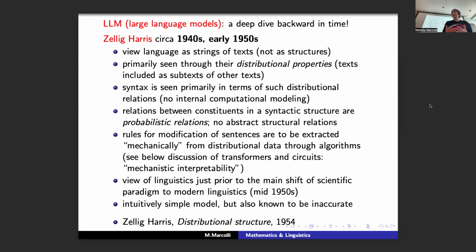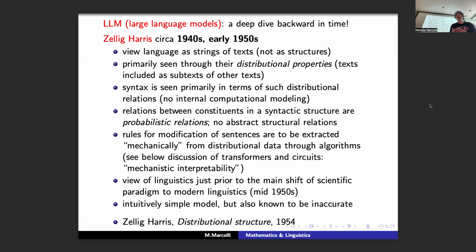And of course, we know that language follows certain rules of how you modify sentences and so on. This is undeniable even by the most extreme proponents of this kind of probabilistic approach. And so part of the model that Harris was proposing was that whatever the rules of modification of sentences are, they are just to be extracted in some kind of mechanical, algorithmic way from this data of probabilistic distribution of inclusions of text.